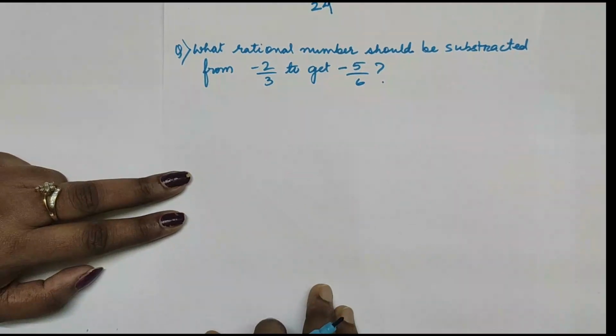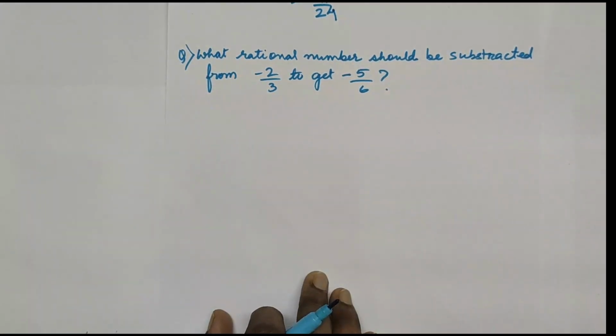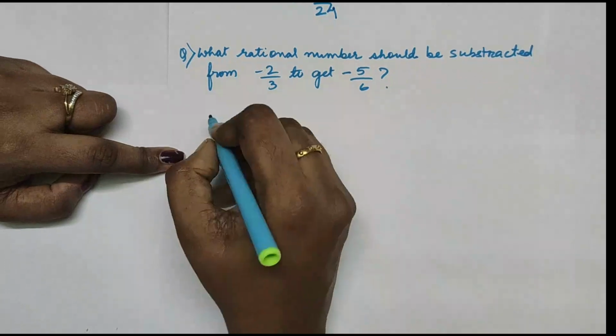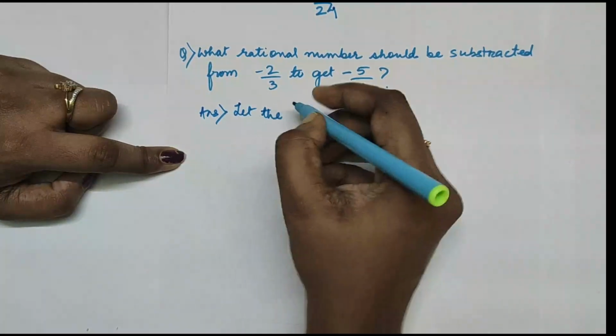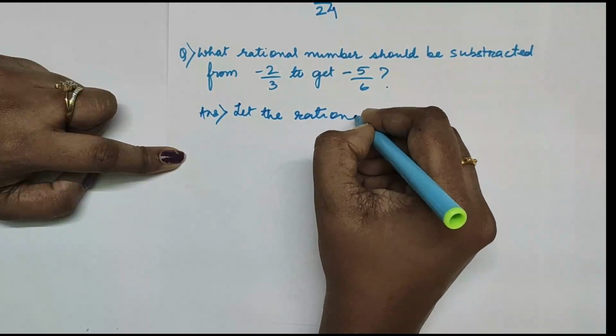The other question states, what rational number should be subtracted from minus 2 by 3. So here also, as we don't know the number, let the rational number to be subtracted be x.